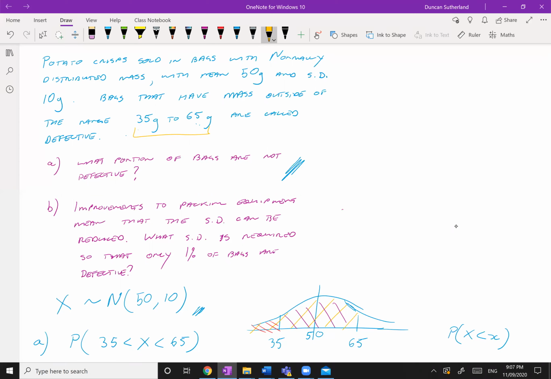Suppose that we can make improvements to our packaging equipment that will reduce the standard deviation. We can't change the mean, it's still fixed at 50 grams, but let's suppose that we can reduce the standard deviation. And let's say we set ourselves a target of getting only 1% of bags defective. What's the standard deviation we need?